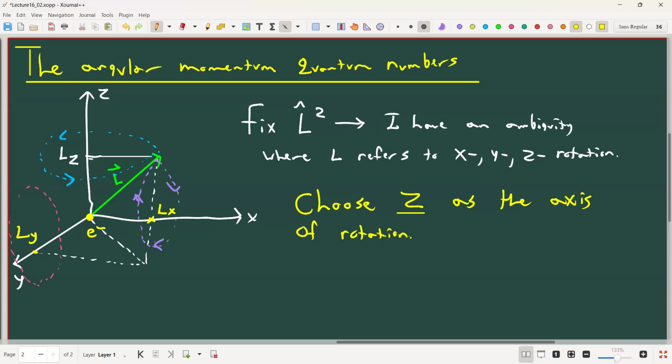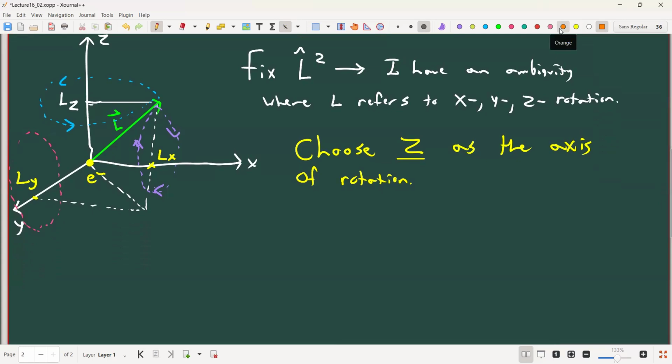So if I want to know exactly how this thing is rotating, ideally I want to measure L, and I also want to measure L_z. I want to know how much of that rotation is around the z-axis. Is the electron precessing in the xy plane, or is it tilted a little bit, like the Earth is on a slight tilt and oscillating around its poles? There are lots of different ways that it can rotate, with the same amount of angular momentum. So I'm going to choose z as the axis of rotation.